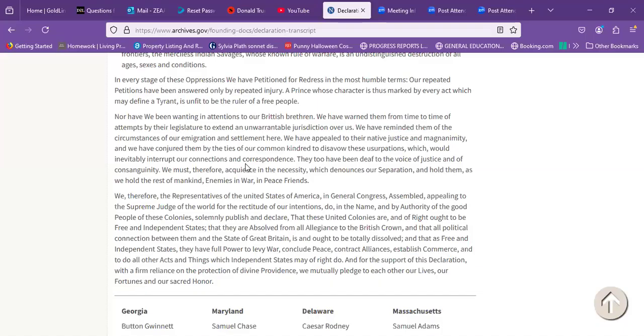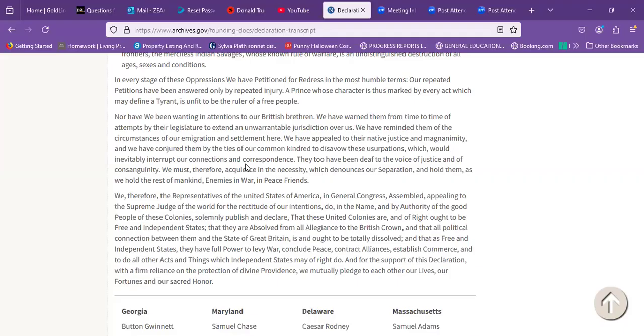So they are, and they are entitled to be free and independent states, absolved from all allegiance to the British Crown, and that all political connection to Great Britain ought to be totally dissolved, and that as free and independent states, they have full power to levy war, conclude peace, contract alliances, establish commerce, and to do all other acts and things which independent states may of right do. And for the support of this declaration, with a firm reliance on the protection of divine providence, we mutually pledge to each other our lives, our fortune, and our sacred honor.